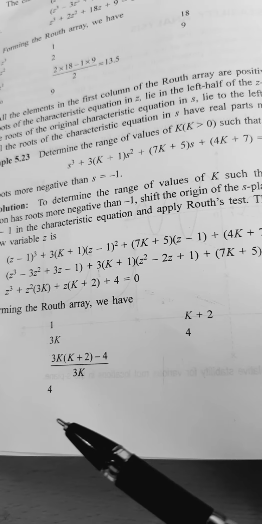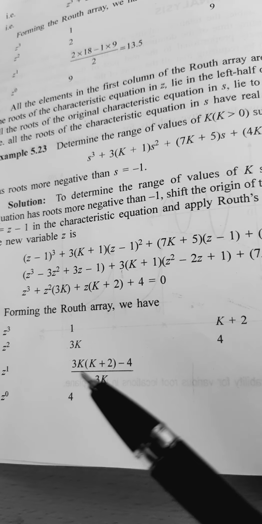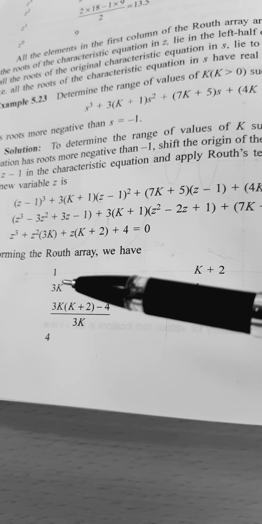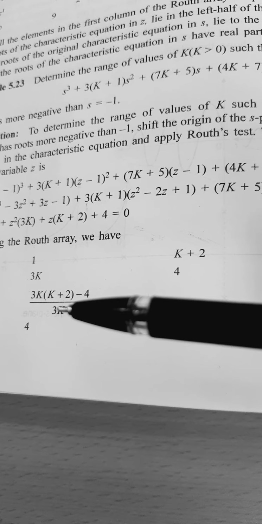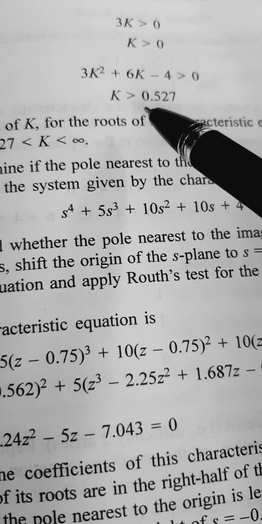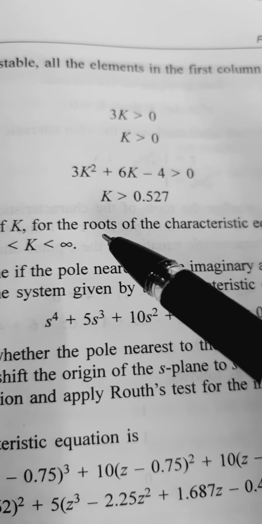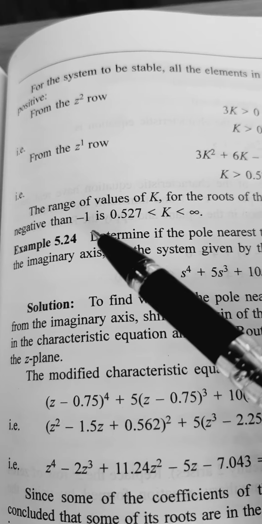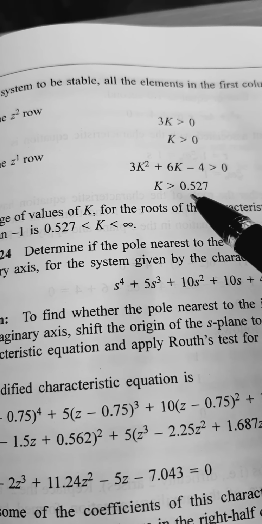In order for all the roots to be on the left half of the z plane, all the terms in the first column should be positive. That means 3k should be greater than 0, so k should be greater than 0. Now 3k square plus 6k minus 4 should be greater than 0, so k should be greater than 0.527. So the range of values of k for which the roots of the characteristic equation have real parts more negative than minus 1 is: k greater than 0 and k greater than 0.527.